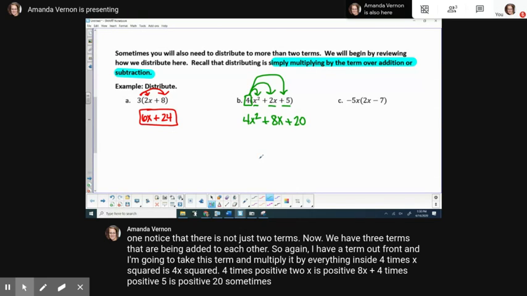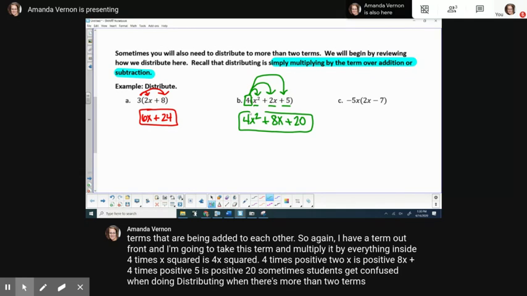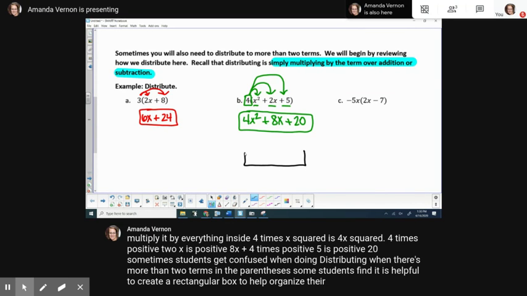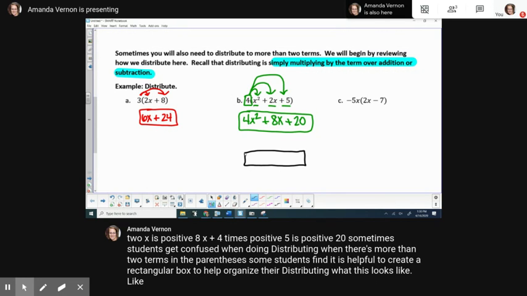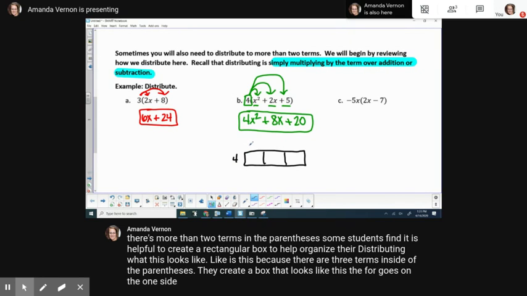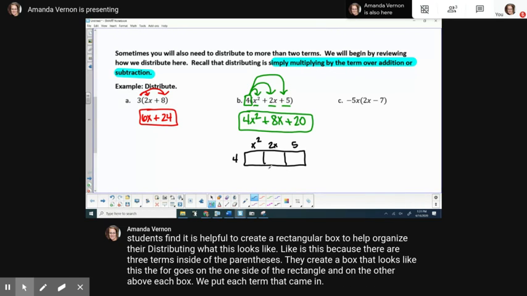Sometimes students get confused when doing distributing when there's more than 2 terms in the parentheses. Some students find it is helpful to create a rectangular box to help organize their distributing. What this looks like is this. Because there are 3 terms inside of the parentheses, they create a box that looks like this. The 4 goes on one side of the rectangle, and on the other, above each box, we put each term that came in parentheses.